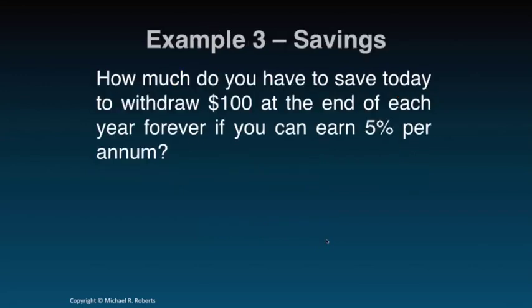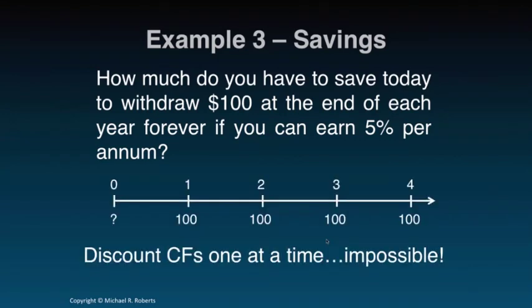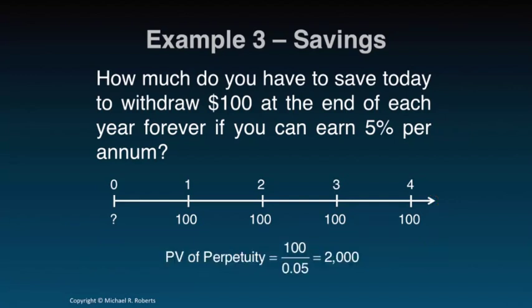Let's do an example. How much do you have to save today to withdraw $100 at the end of each year forever if you can earn 5% per annum? Well, the timeline looks as follows: $100 every year forever, and clearly the brute force method of discounting each cash flow one at a time is never going to work. It's just impossible. So we have to use our formula. We take the $100 divided by the discount rate of 5%, and that gives us $2,000. We need $2,000 to be able to withdraw $100 a year forever, assuming that money can earn 5% per annum.